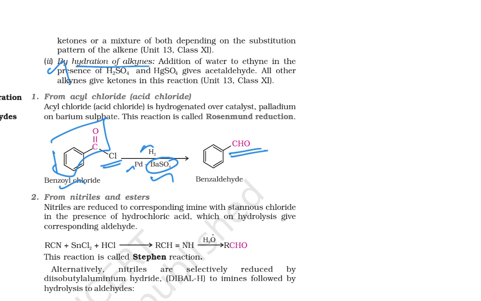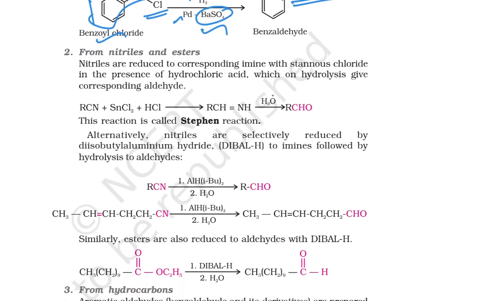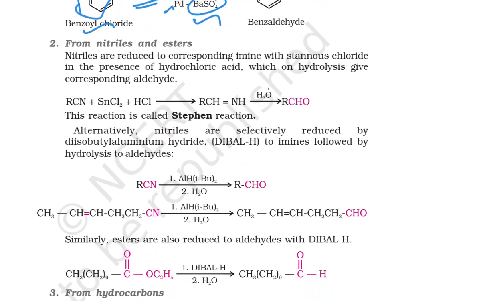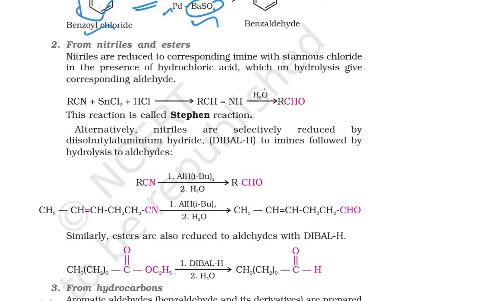So in order to restrict the reduction reaction in between, I have to use barium sulfate as a catalytic poison. Next, the nitrile is reduced to the corresponding imine. Look here, this is your nitrile. The nitrile is reduced to the corresponding imine, so this gets hydrolyzed. Then only you are able to get your aldehyde.